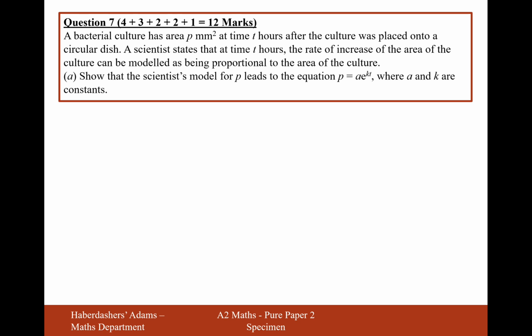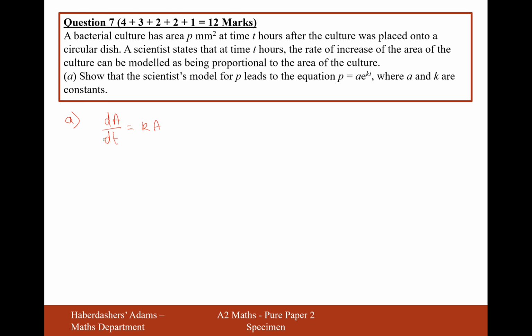Part A is show that the scientist's model for P leads to the equation P equals A e to the kt, where A and k are constants. So what we need to do is to set up a differential equation to start with. The rate of change of the area is proportional to the current area. So that's what we're looking for here.